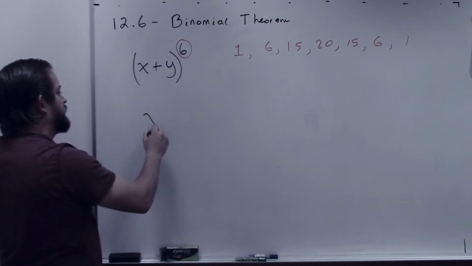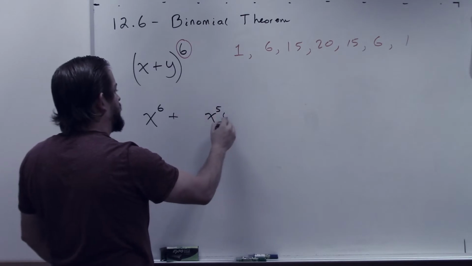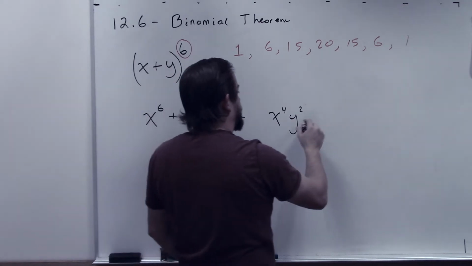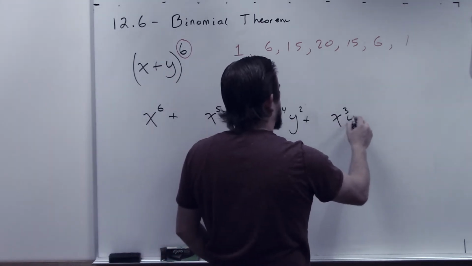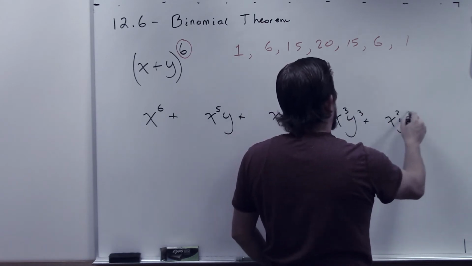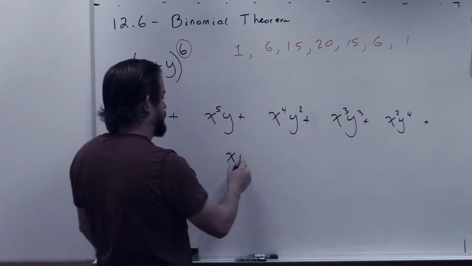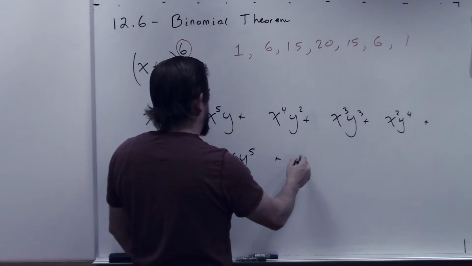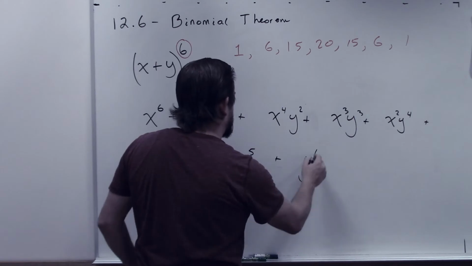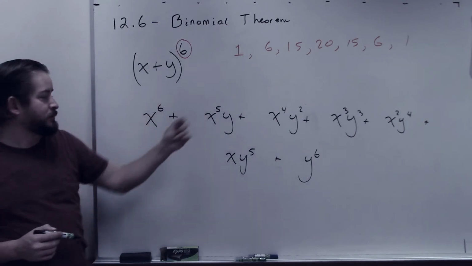Maybe start it here. But I'll end up with x to the 6th, and then x to the 5th y, and then x to the 4th y squared, and x to the 3rd y to the 3rd, still running out of room here, x squared y to the 4th, and then x, and there's no more x's on the last one, x to the 0, and then just y to the 6th, right? So I should have all of these terms, and they should have those coefficients multiplied in.